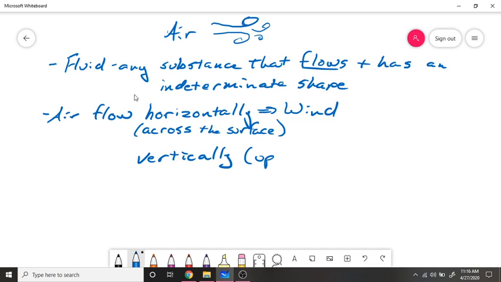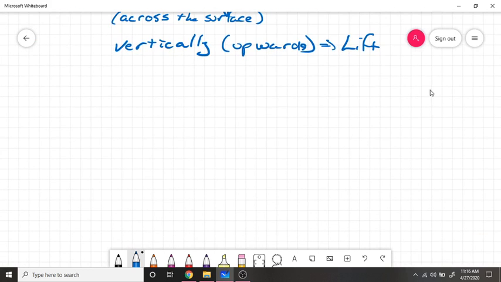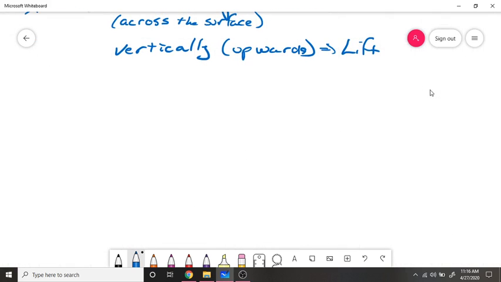When air flows vertically, this is upwards. It has a special name. We call it lift. When air flows vertically downward, that's called a downdraft, and we're going to be talking about that later when we're talking about weather. Today, I want to talk specifically about lift.